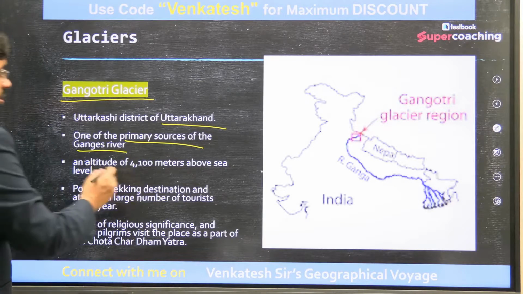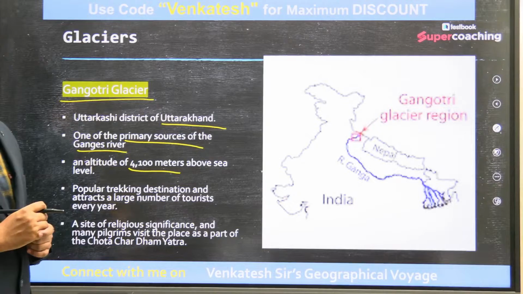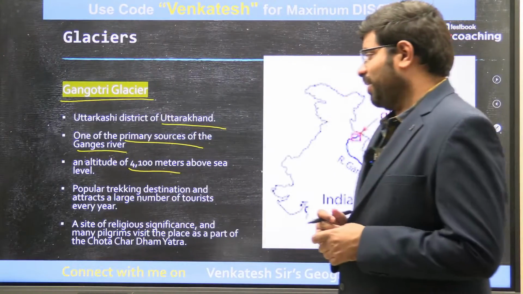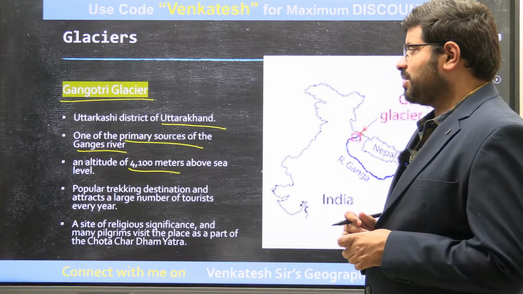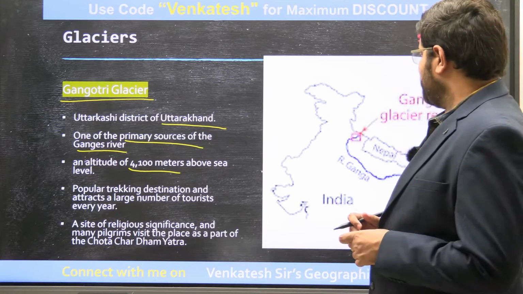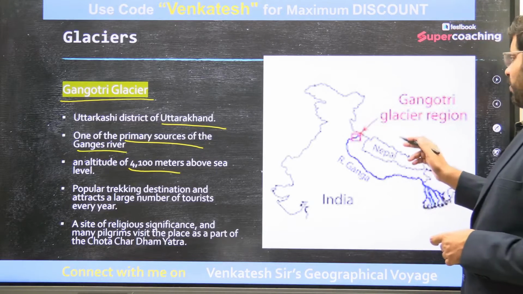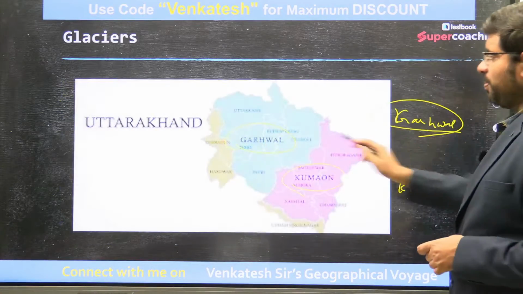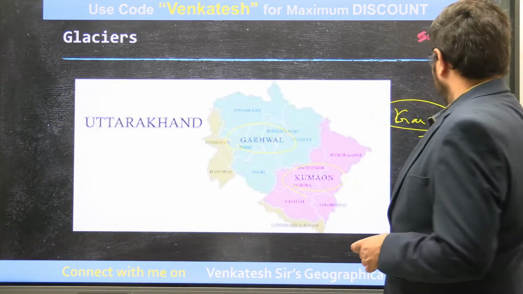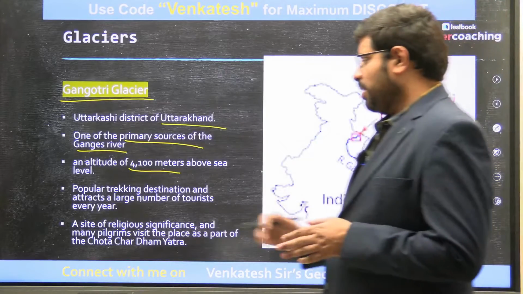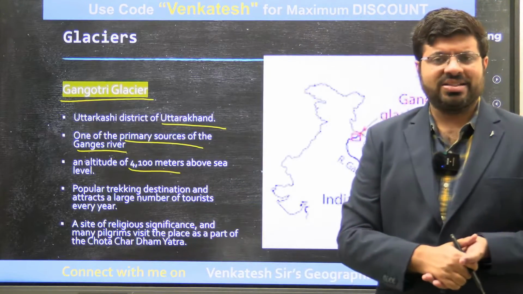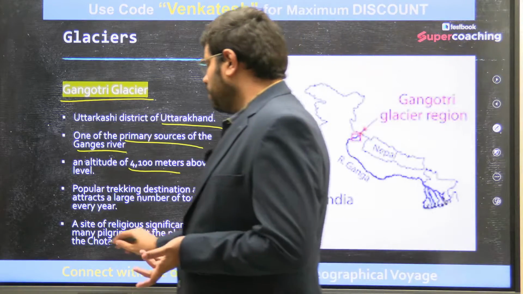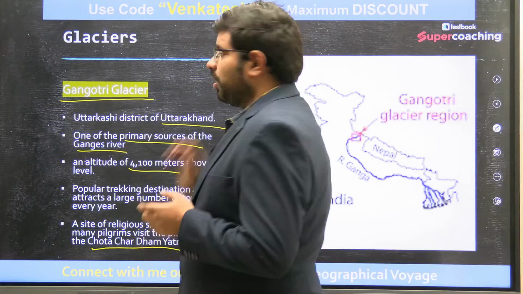You see, altitude 4,100 meters above mean sea level, a very decent amount of height, right? Then you see here, this Gangotri glacier, it is part of which region? Whether it is Garhwal or whether it is Kumaun. You can see it is nearer to the Garhwal ranges. So this is part of Garhwal. So Gangotri, Garhwal Himalayas, and you all know important trekking center, important religious center being part of the Chota Chardham Yatra, right? So Gangotri Glacier.